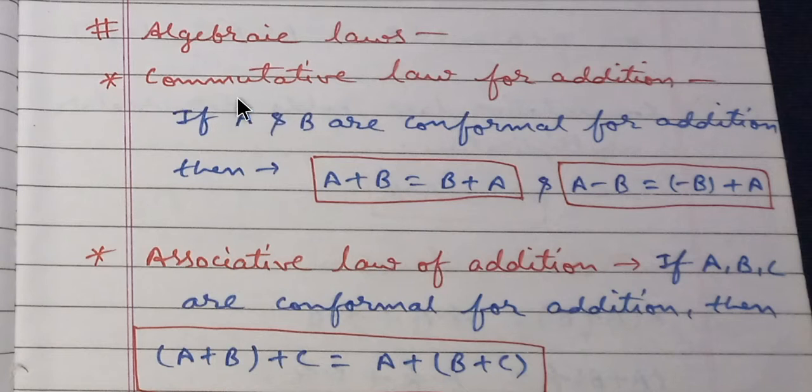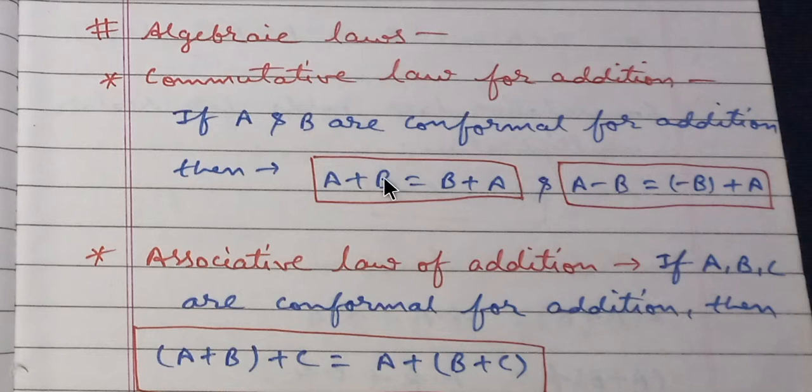So the first is the commutative law for addition. When we were studying the real numbers, the complex numbers, and integers, we studied these laws, the commutative laws and the associative laws. They are similar here. That's nothing different; these laws apply here too. So look here. If A and B are conformable for addition, then A plus B will be B plus A.